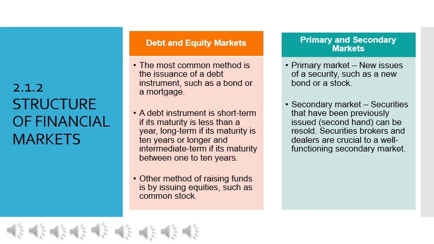A secondary market is a financial market in which securities that have been previously issued, second-hand, can be resold. Security brokers and dealers are crucial to a well-functioning secondary market. Brokers are agents of investors who match buyer with seller of securities. Dealers link buyers and sellers by buying and selling securities at stated price.